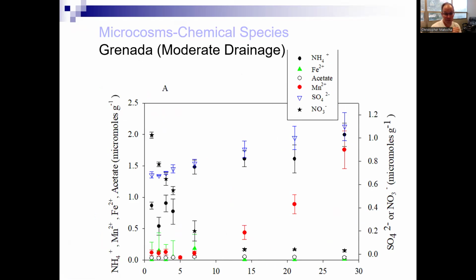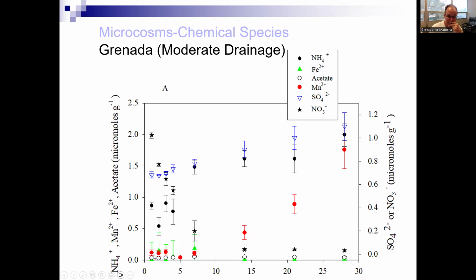Now the Granada, which is the moderately well-drained general side slope position, just down from the Feliciana, notice a lot of nitrate here. Okay, if we just follow these data, nitrate tends to be high, then it decreases over time. Sulfate tends to just increase over time. And what do we have here?